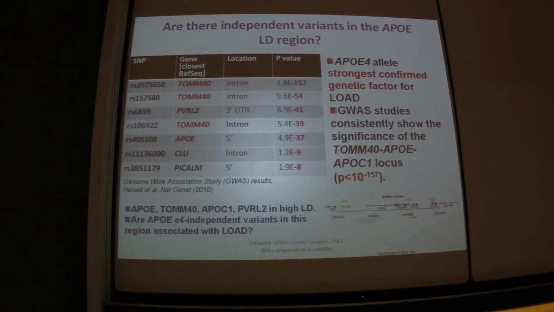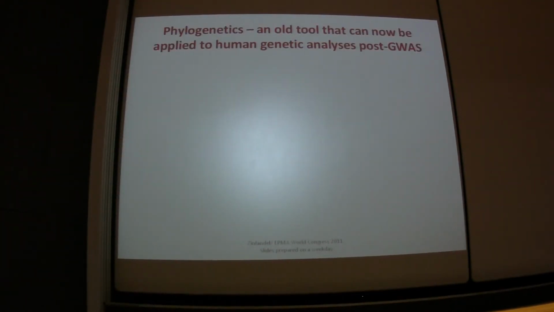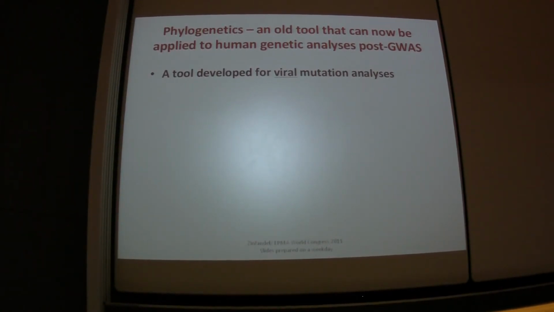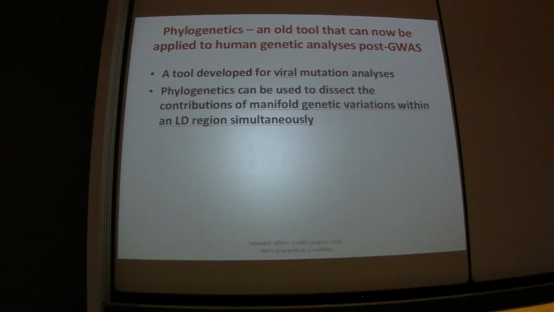So we were wondering whether it is independent, how does it interact with ApoE4, and what does it do biologically, of course. So we used a tool that has been rarely, if at all, used for human genetics before. It's called phylogenetics. It was first developed for viral mutation analysis. This is actually how vaccinations are developed yearly. You look at the new strains of viruses and their relationship, and then you produce a vaccine accordingly.